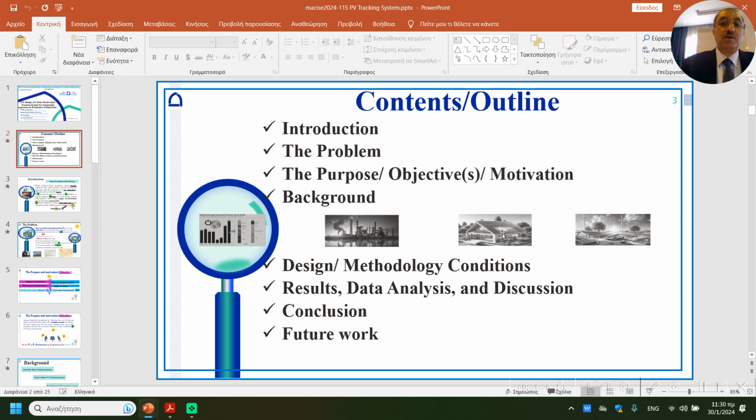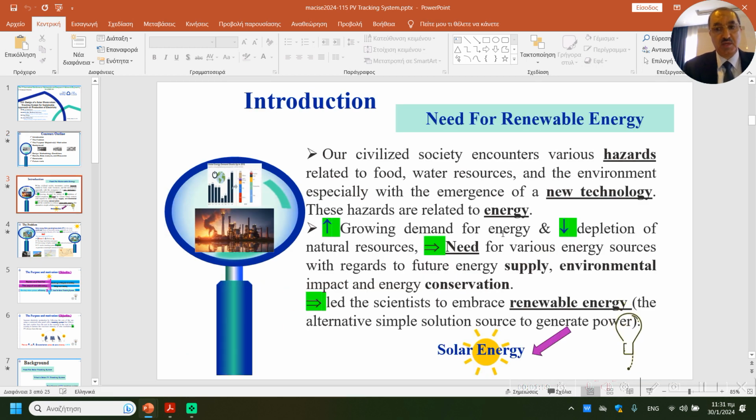In this presentation, I will highlight the introduction, then I'll move to the problem and the objective or the motivation. Then I'll move to the background, talking about the system or the model. After that, I will highlight the design and conditions, the method that we use, then the results, data analysis and discussion, and I will conclude my work, and end with the future work.